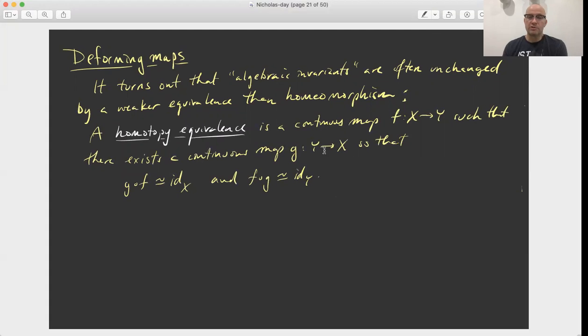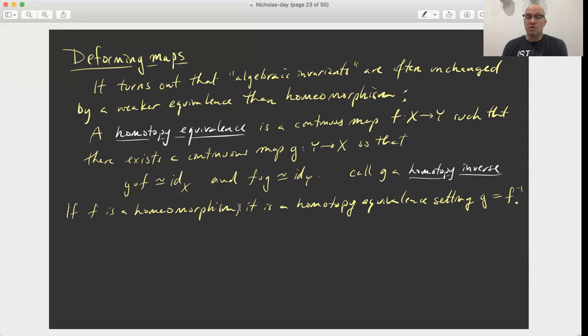So a homotopy equivalence is a continuous map f from a space X to a space Y, such that there's a map g that goes the other direction, from Y to X. And instead of requiring that the compositions be equal to the identity, we just require that the compositions be homotopic to the identity. So such a map g is called a homotopy inverse. If you like, a map is a homotopy equivalence if it has a homotopy inverse. So you can compose f and g in both orders and get maps homotopic to the identity on the respective spaces.